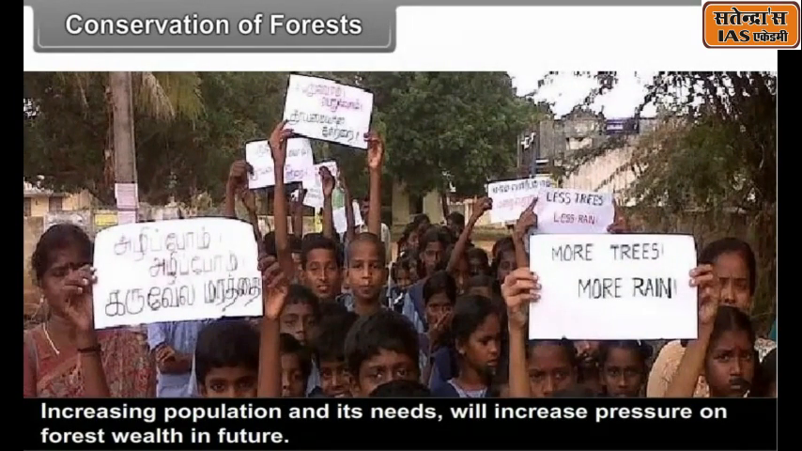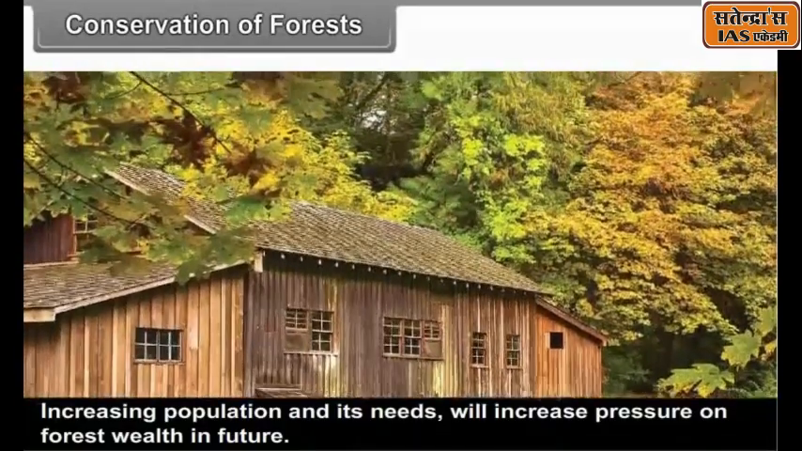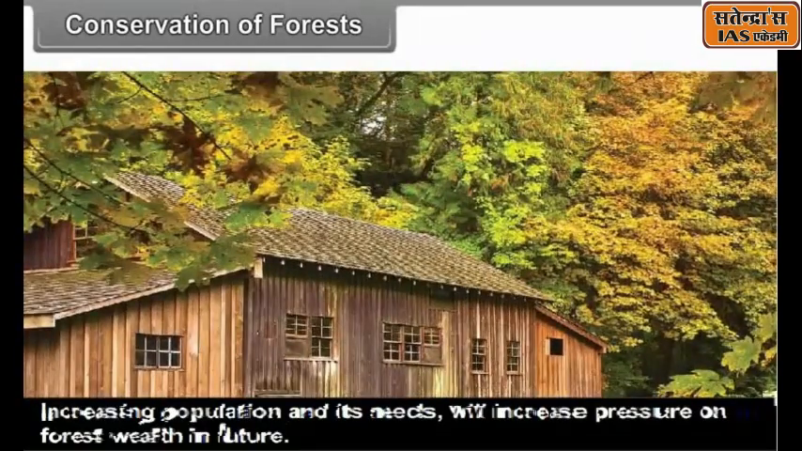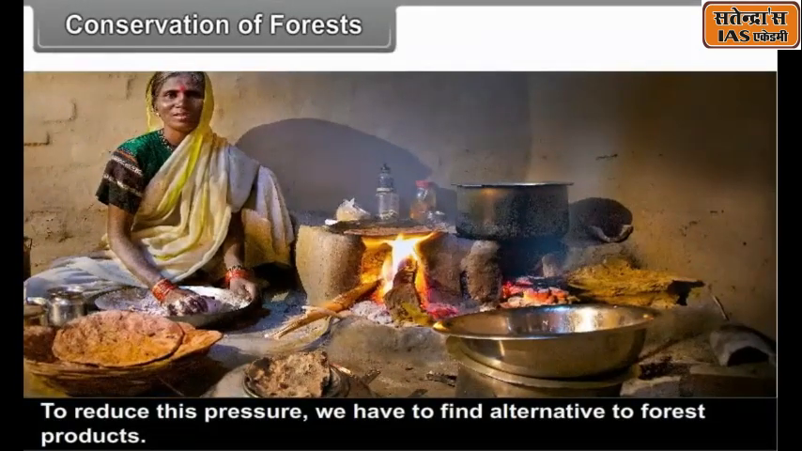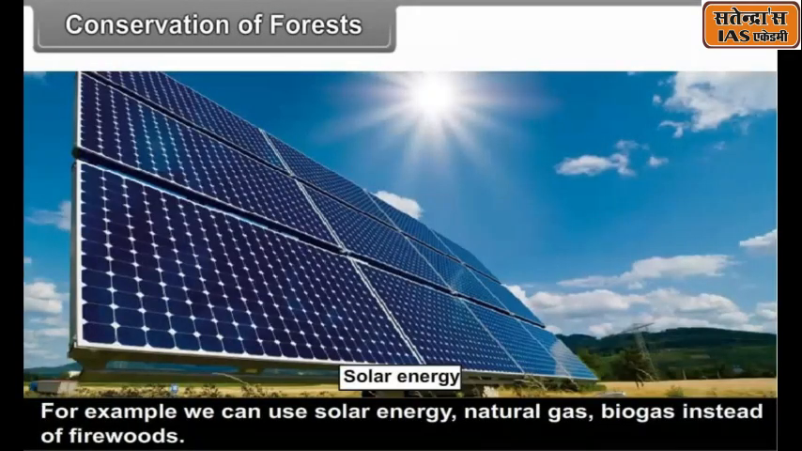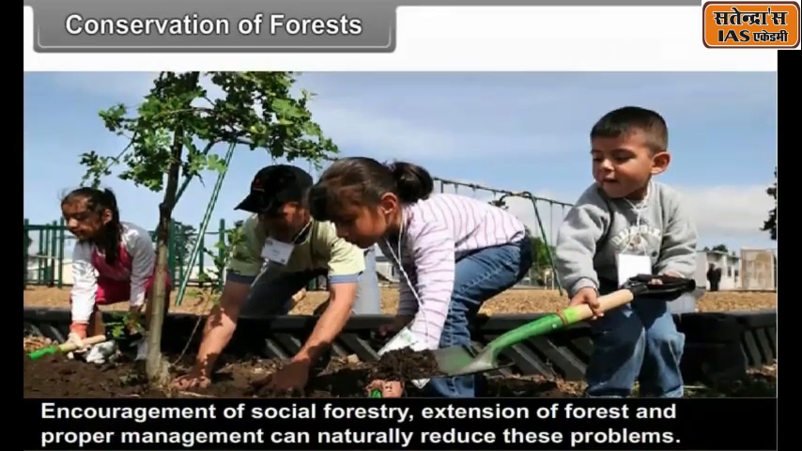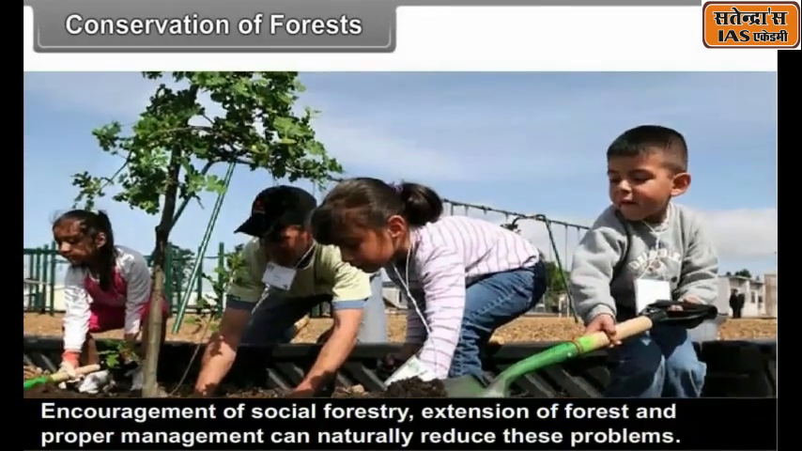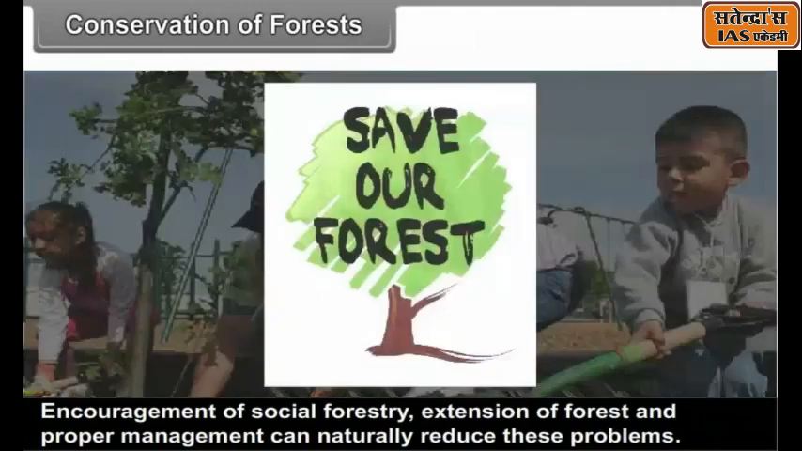Increasing population and its needs will increase pressure on forest wealth in future. To reduce this pressure, we have to find an alternative to forest products. For example, we can use solar energy, natural gas, biogas instead of firewood. Encouragement of social forestry, extension of forest and proper management can naturally reduce these problems.